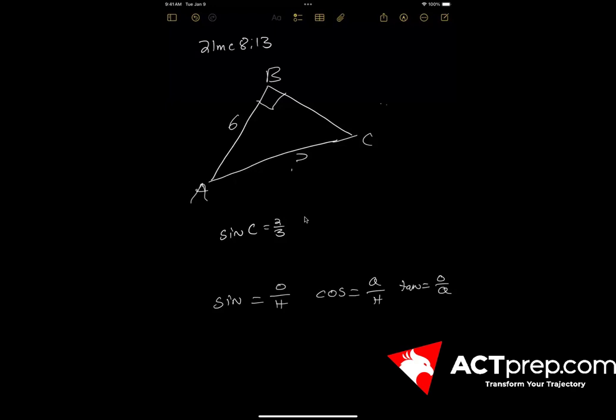And so they're giving us the proportion. Since they've told us sine C is equal to 2 over 3, that's just saying the opposite over the hypotenuse is proportional to 2 over 3. So that's all that we're going to do.